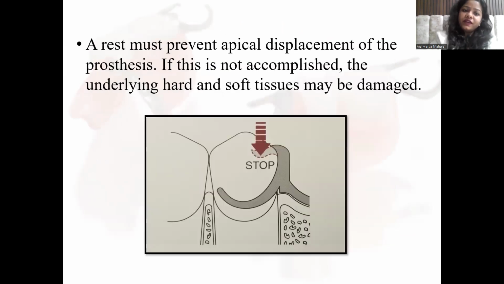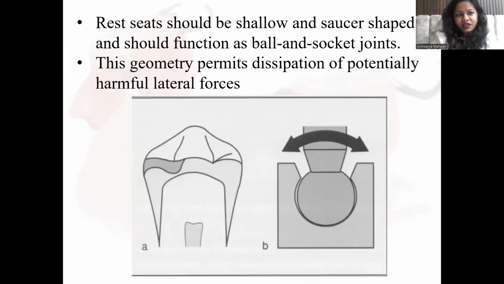The rest must prevent apical displacement of the prosthesis. If this is not accomplished, the underlying hard and soft tissue may be damaged. The rest should be shallow and saucer shaped and should function like a ball and socket joint. This geometry permits dissipation of potentially harmful lateral forces onto the tooth.